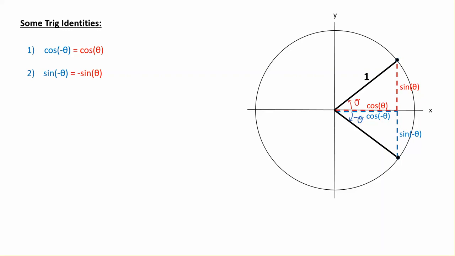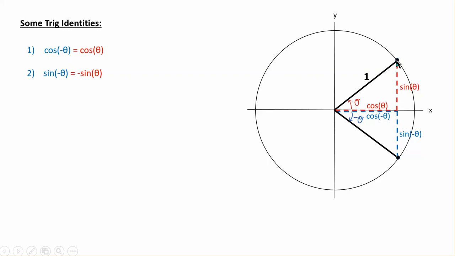But now, just stare at these two triangles, the red one and the blue one. Notice that the red part where it says cosine theta, and the blue part where it says cosine of negative theta, those two dashed lines are exactly the same length. So it must be the case that cosine of negative theta is the same size as cosine of theta.